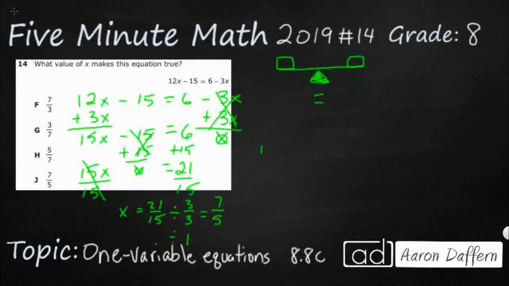And if we wanted to, we could take our 12 times 7/5 minus 15 equals 6 minus 3 times 7/5. If we wanted to double check it, we could work all that out, and it should equal the same number on both sides, which it will. And so our answer here is going to be J.